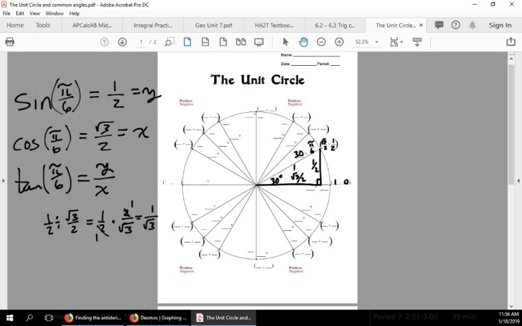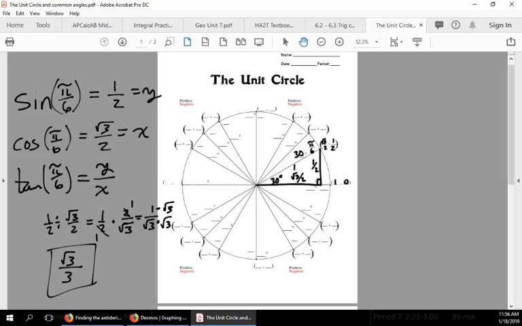But we can't leave it like that. We can't leave it with the radical on the bottom because this is algebra 2 trig. And so I'm going to multiply the top and the bottom by rad 3. On the bottom, I get 3, and on the top, I get rad 3. So tangent of pi over 6 is rad 3 over 3.